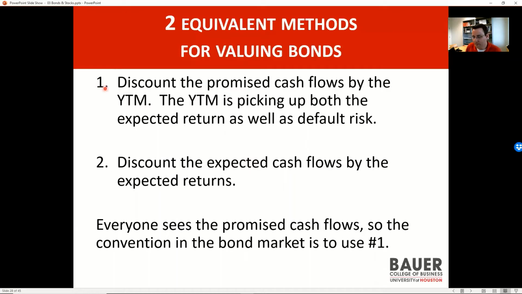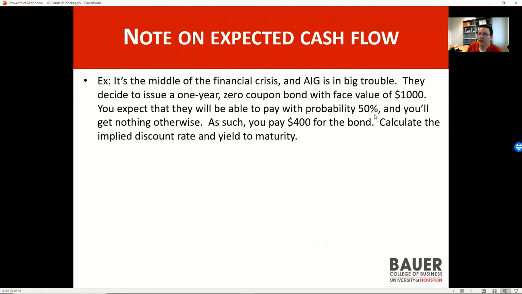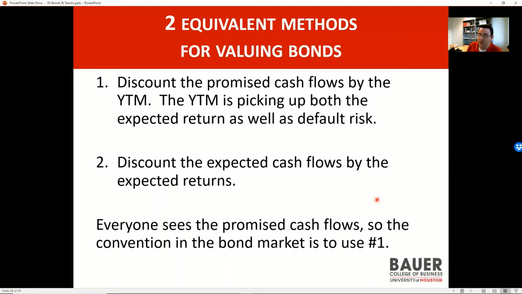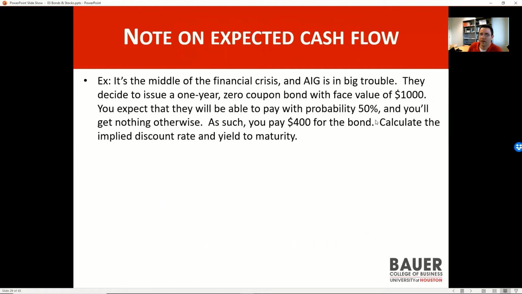Okay, so number one is the benchmark, the convention in the bond market. We're going to compare that to number two, which is what we really should be doing, what we do normally with present values. The best way to see the difference here is to do an example. We're going to see how these two things can be reconciled and relate them to each other. So consider the case of the financial crisis.